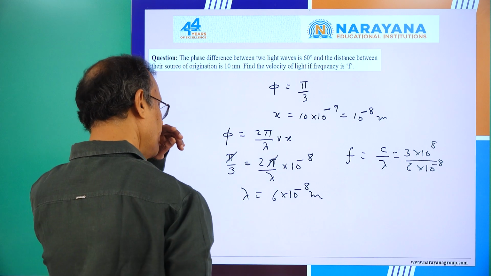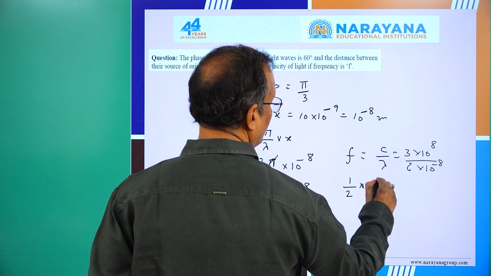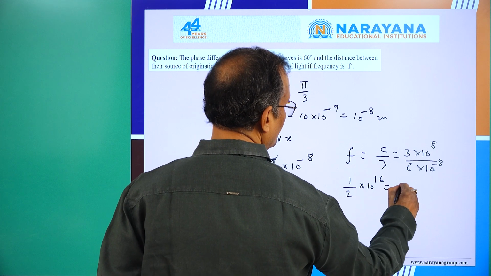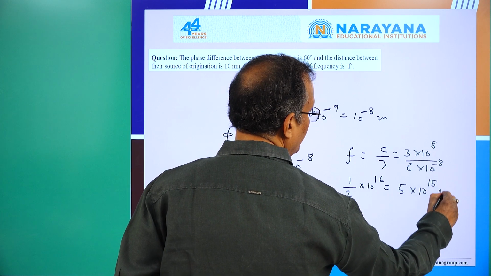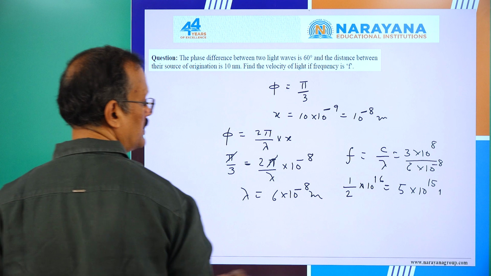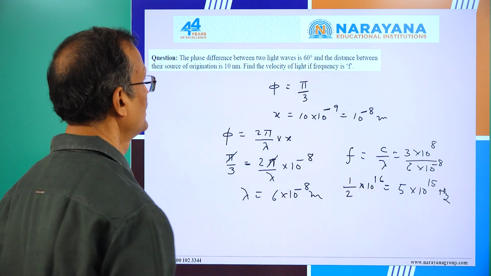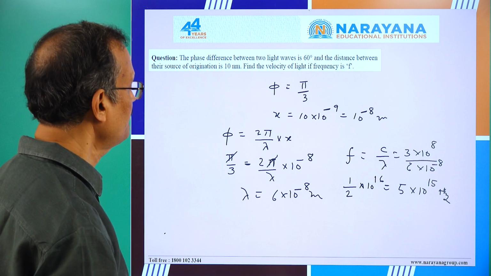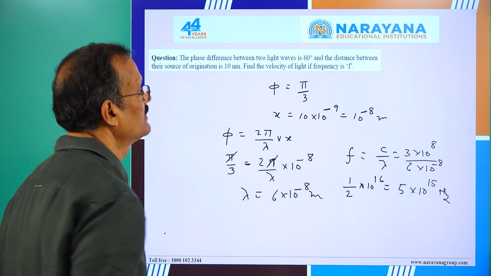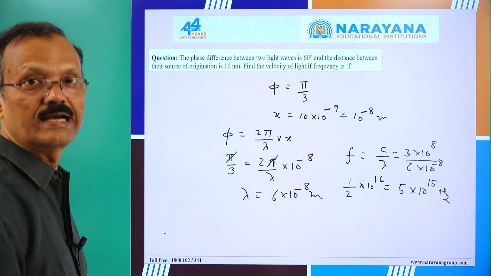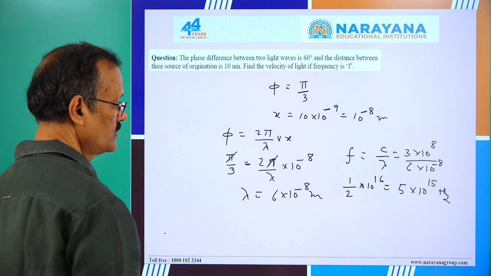If you simplify, it will become 1 by 2 into 10 to the power 16. So you can take it as 5 into 10 to the power 15 hertz. They have not given 10 to the power 15. They have to say if frequency is f, then the answer we can take is 5 into 10 to the power 15, in the product they should be giving. Now next question.